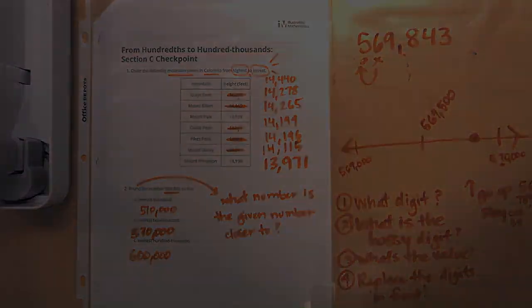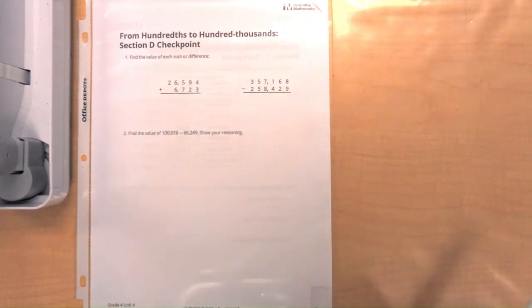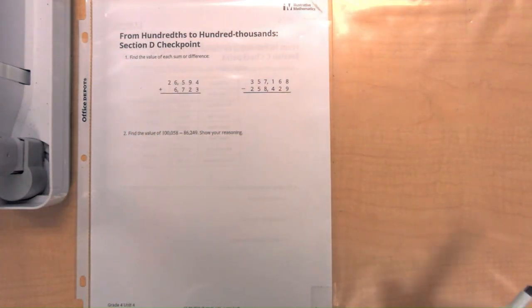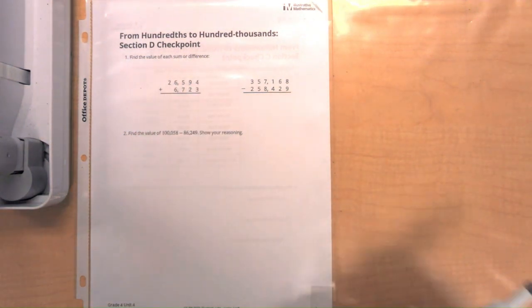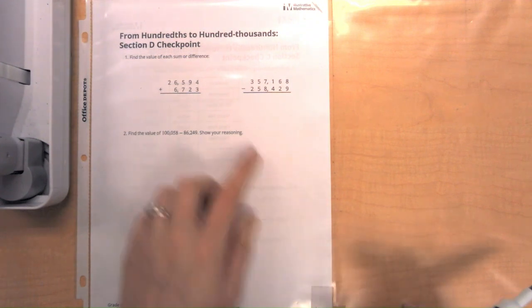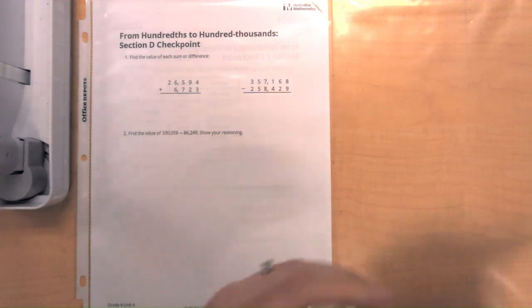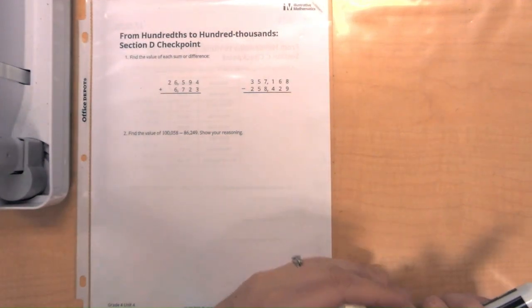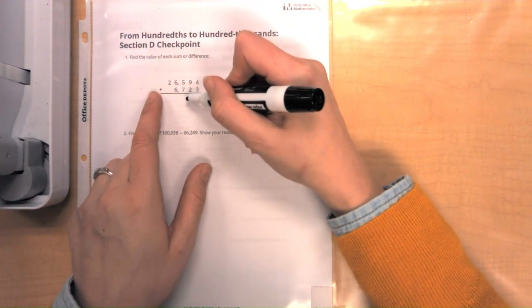Section D coming right up. All right, and lastly, Section D. The first thing we're going to do, we're going to read the directions. What do they want us to do? They want us to find the value of each sum or difference. Sum or difference. These are vocabulary words. Sum is the answer to an addition problem, as we know. Difference is the answer to a subtraction problem. That is really the key here. So many students will go through here and do this.